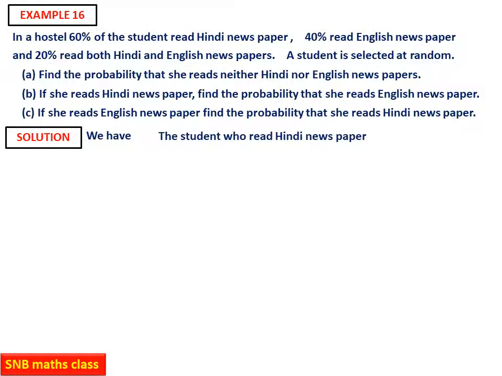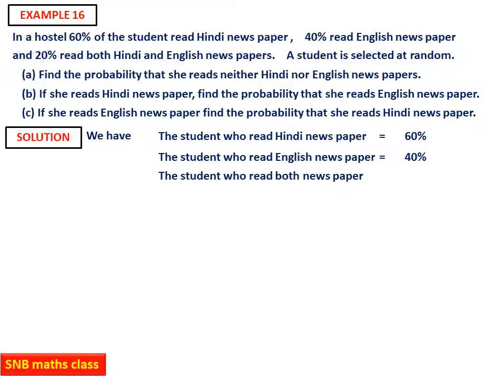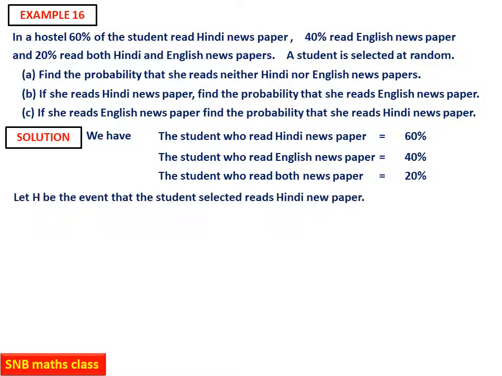Let us first write the information. The students who read Hindi newspaper, this is 60%. That means out of 100, 60 are reading Hindi newspaper. Now the information is given in terms of percentage. The students who read English newspaper, that is 40%. Then the students who read both newspapers, that is 20%. So these are the informations given.